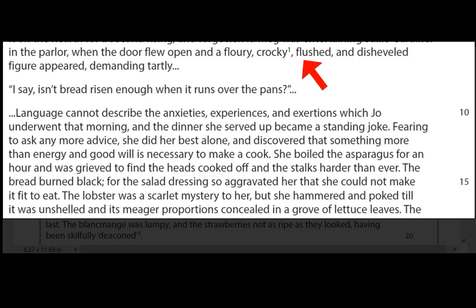Flowery, crocky, flushed and dishevelled figure. That could work. Flowery, crocky suggests she's messy. Flushed, she's red in the face, she's a bit stressed. Dishevelled, maybe her clothes are not on properly, or she looks a bit of a mess, so she's in a fairly stressful situation.